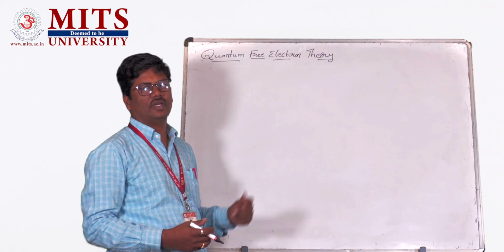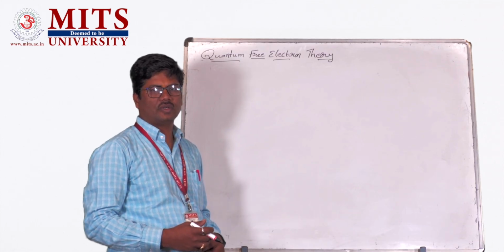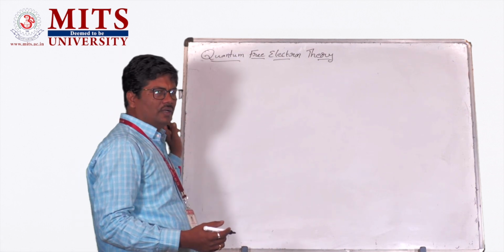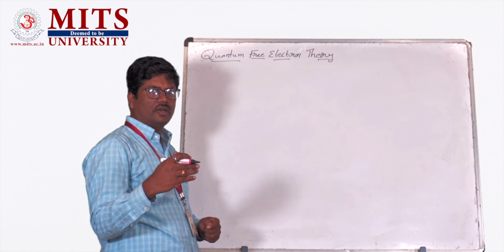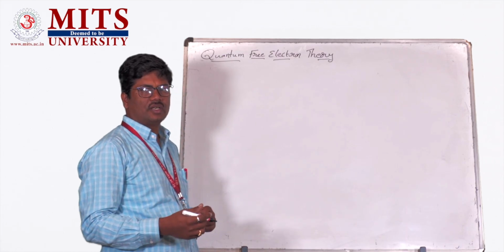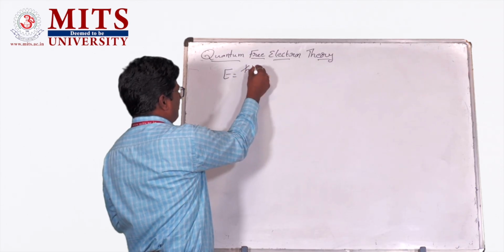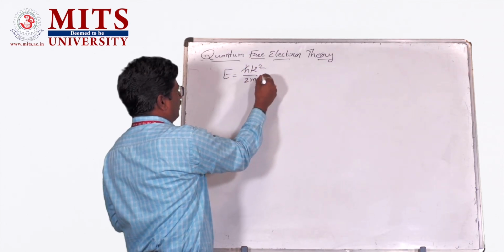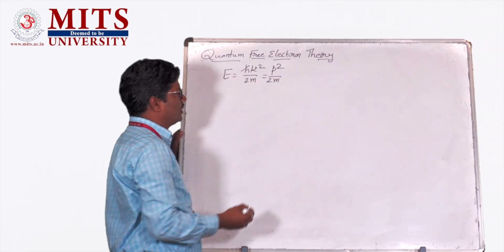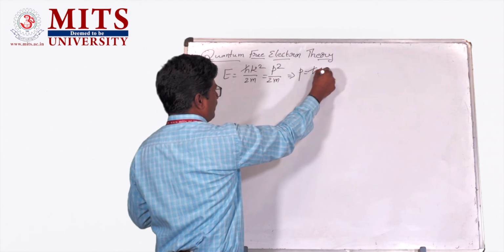So quantum free electron theory was able to explain a few drawbacks of classical free electron theory. Here they consider that these electrons do not have continuous energy, they have discrete energies. So the energy of this electron is taken as h cut square kappa square by 2m, and we know that this energy is kinetic energy, which is p square by 2m. So from this we can imply that momentum is h cut kappa.